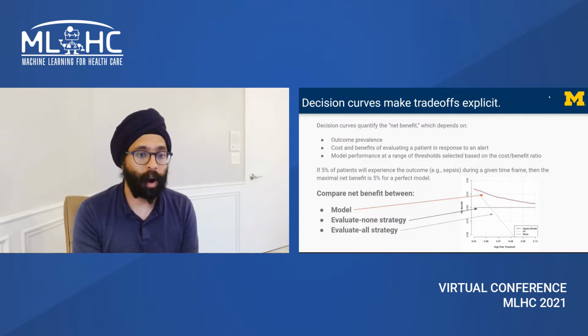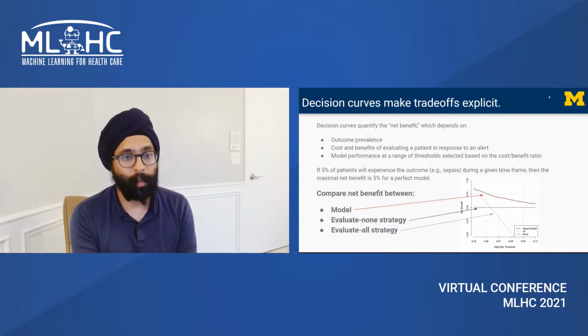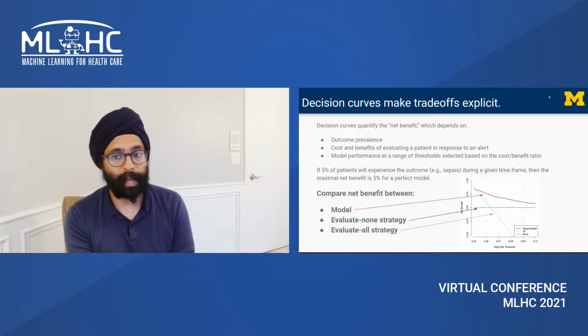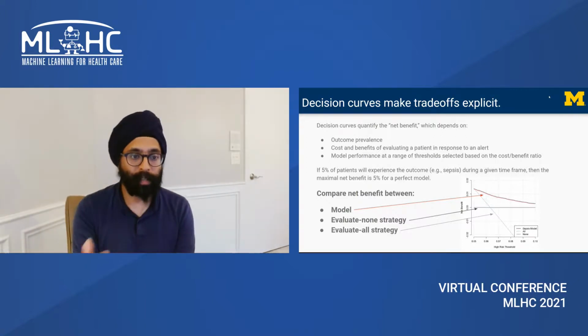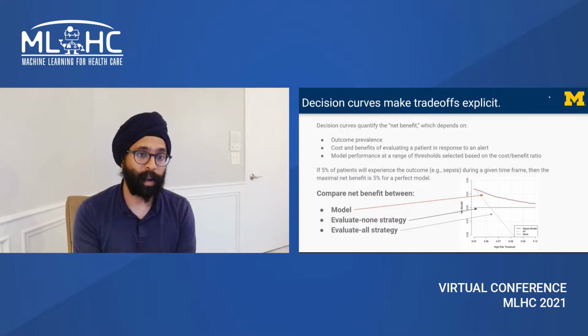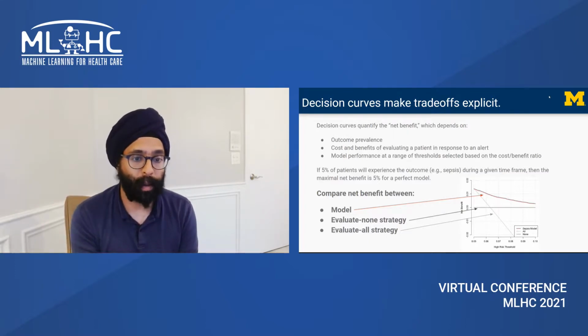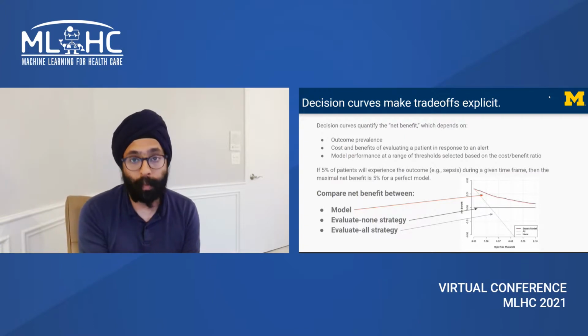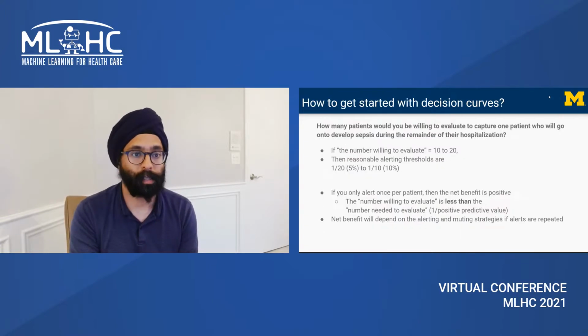It also depends on the costs and benefits of evaluating a patient in response to an alert, as well as the model performance that's observed at a range of thresholds selected based on the cost-benefit ratio. So essentially, the decision curve analysis can help you figure out if using a model is better than not using a model at all and evaluating no patients or evaluating all patients.